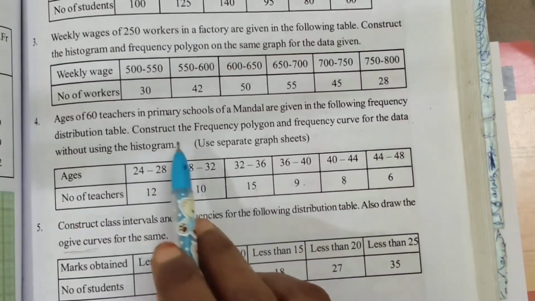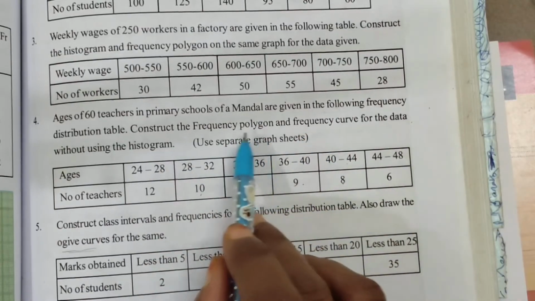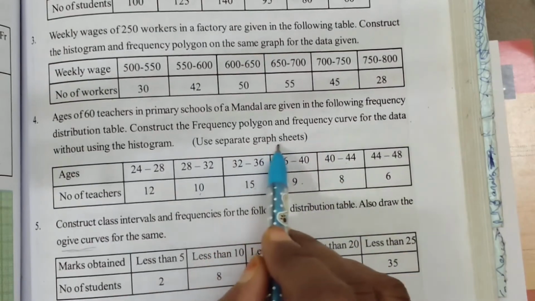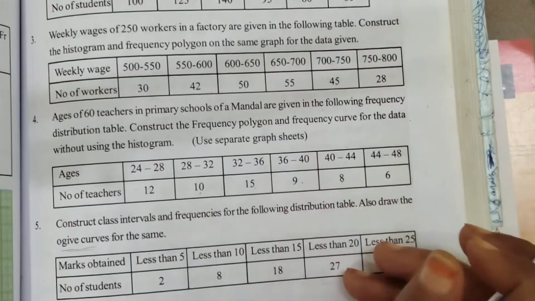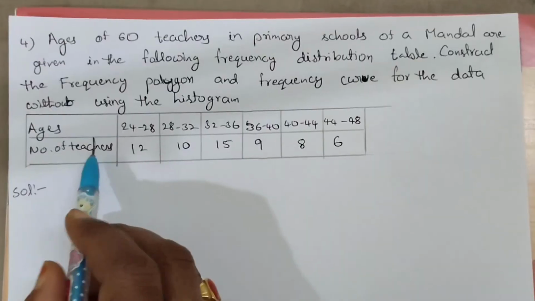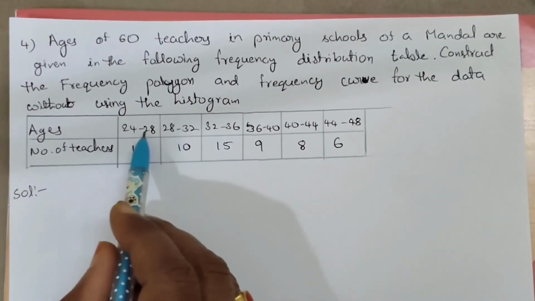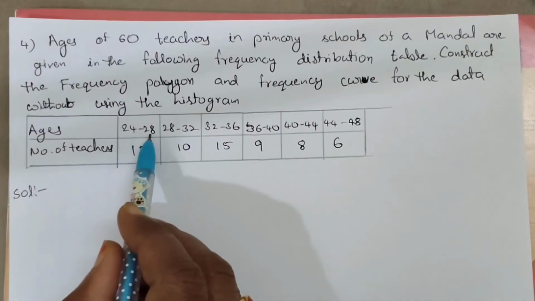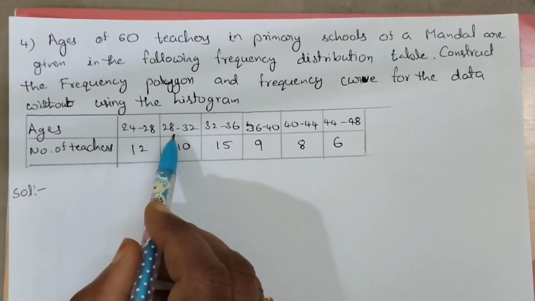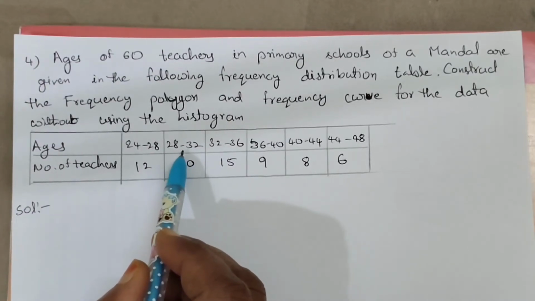So now we construct the frequency polygon and frequency curve. Use a separate graph sheet and draw two graphs, one the polygon, another the curve. The classes given are 24 to 28, 28 to 32. The first class midpoint is 24 plus 28 divided by 2, which is 26. Next, 28 plus 32 is 60, and 60 divided by 2 is 30, the midpoint.